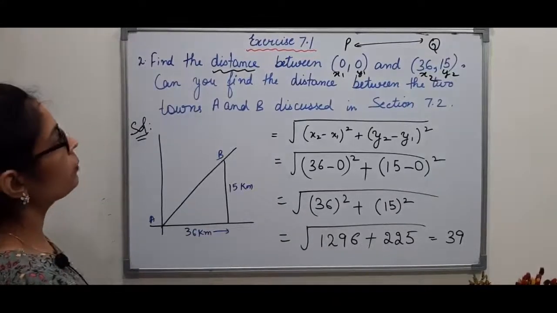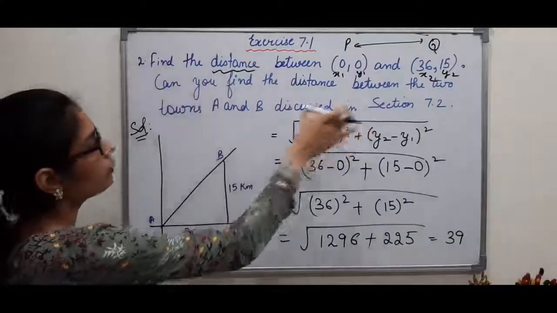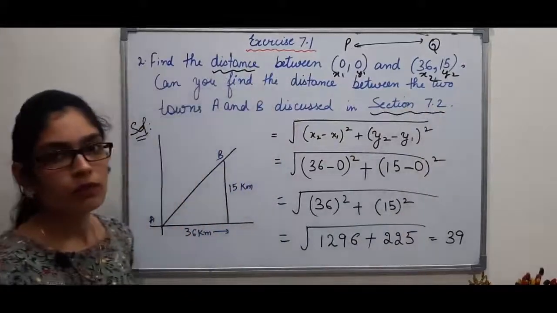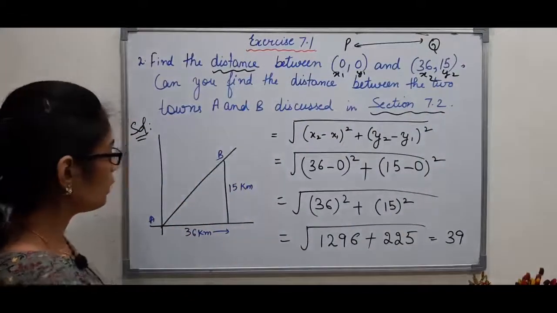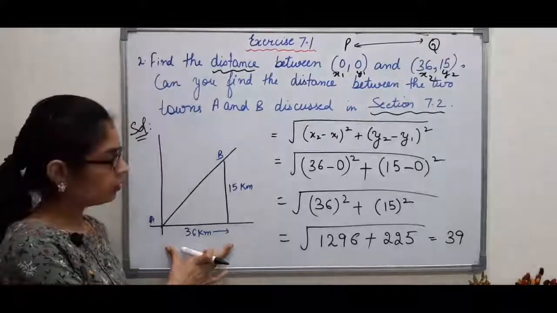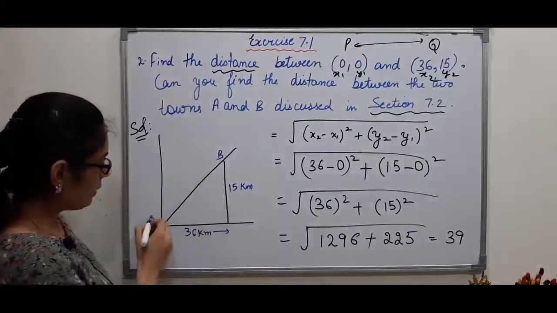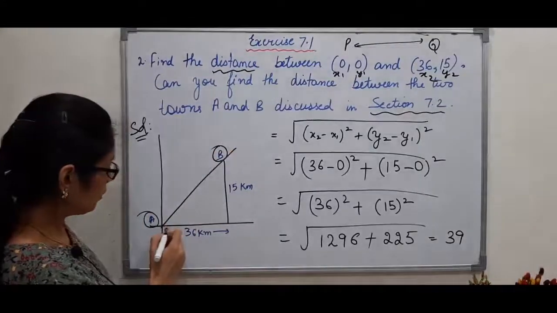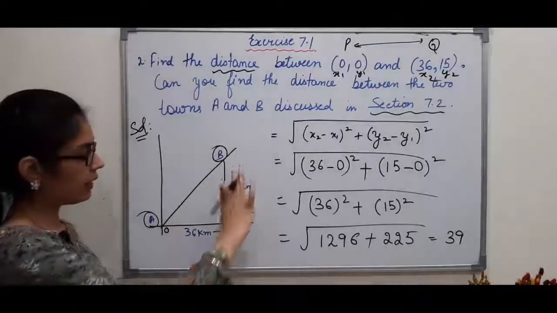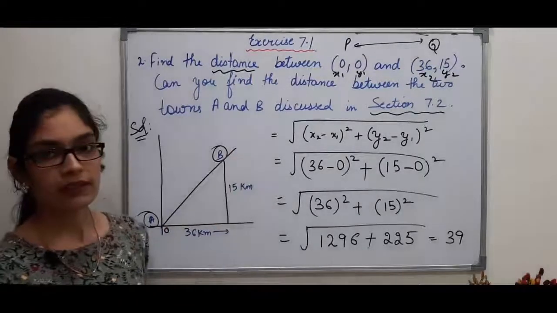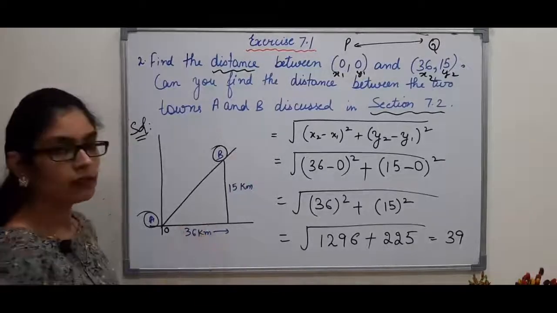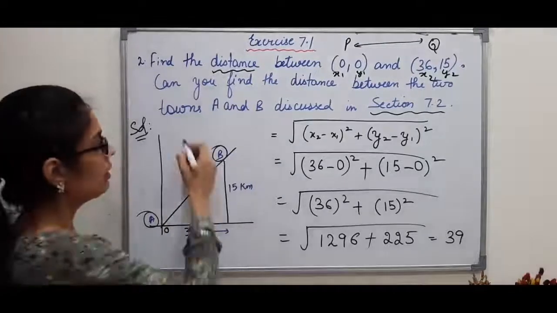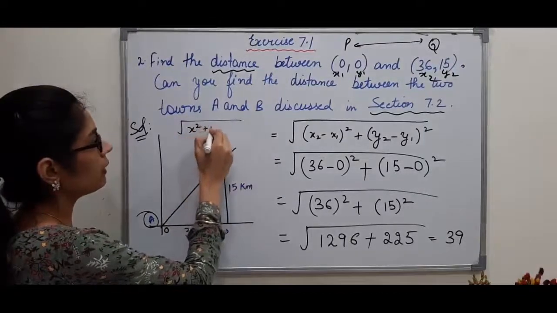So now the next part is, can you find the distance between two towns A and B discussed in section 7.2? If you see section 7.2, you can see this graph, or this Cartesian plane, I can say. Here two points A and B have been given to you, and you can see this is 36 and this is 15. So we have already discussed how to find the distance of any point from origin. In the previous video we discussed it will be square root of x square plus y square.